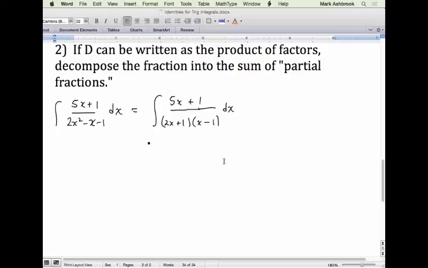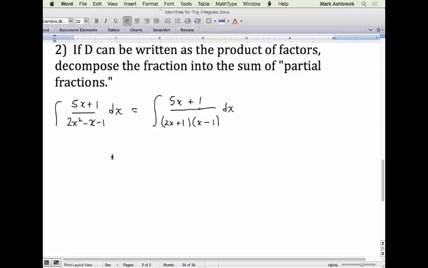Sometimes, if it's rigged just right, you could undo the chain rule, if this was the derivative of this down here. But it's clearly not, so the factors won't work out. This would be 4x minus 1, and we've got 5x plus 1. So there's no way that could work.